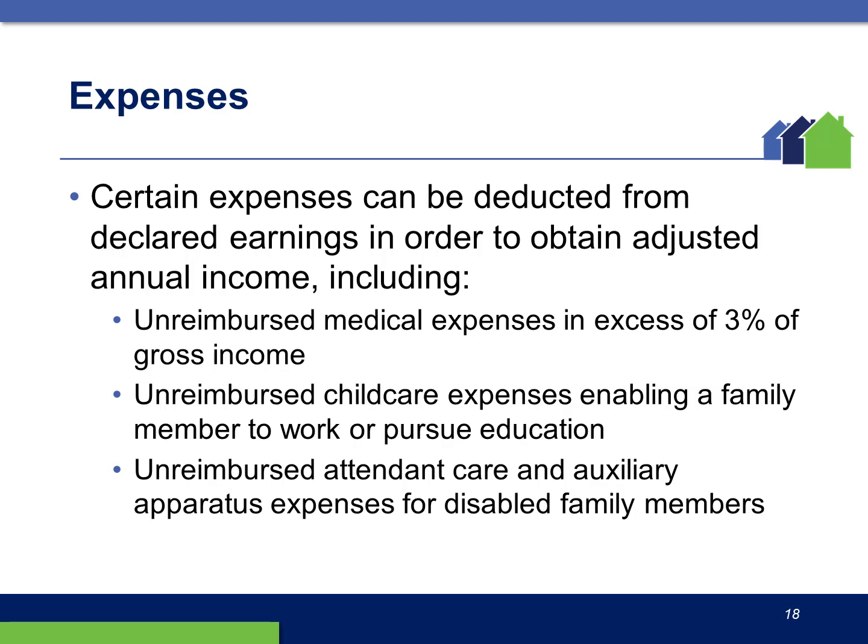Eligible deductions include unreimbursed medical expenses in excess of 3% of gross annual income, and unreimbursed child care expenses. This child care must be used to enable a family member to work or pursue higher education. Also eligible for deduction are unreimbursed attendant care and auxiliary apparatus expenses for disabled family members.